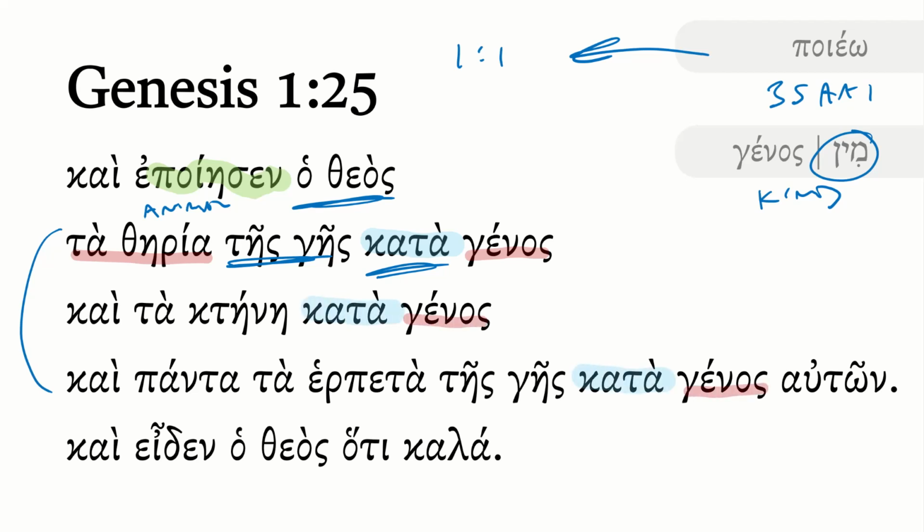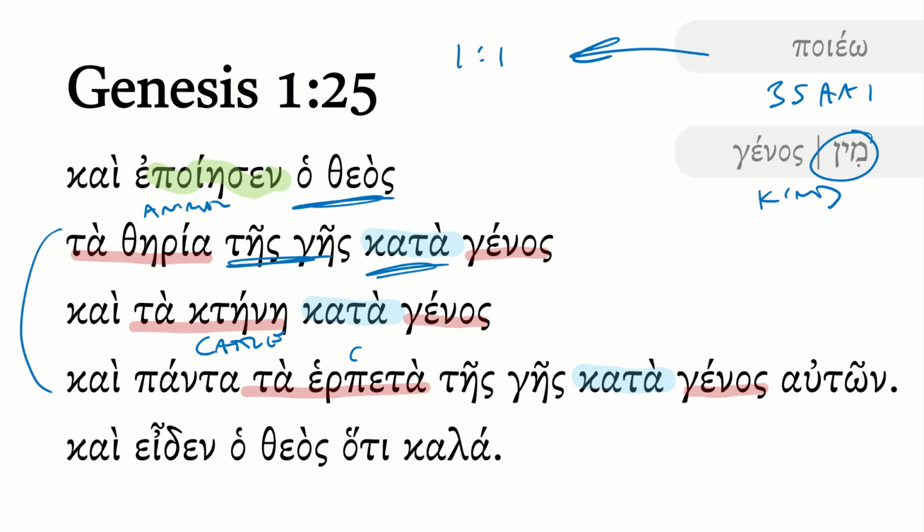And then that's repeated multiple times. You see that on the screen. So he's making wild animals of the earth according to kind. And then the ktene, that's a typical word for like cattle or ox or just sort of domesticated animals. So he's creating the cattle according to kind. And then all the herpeta.